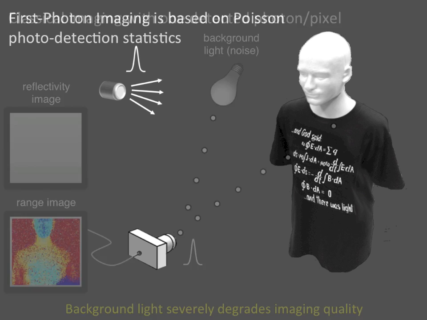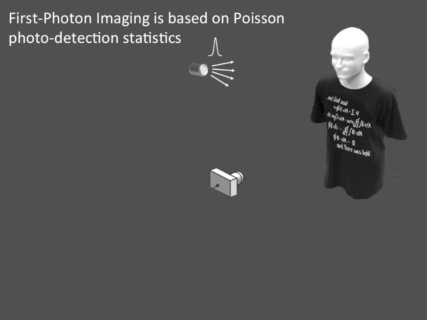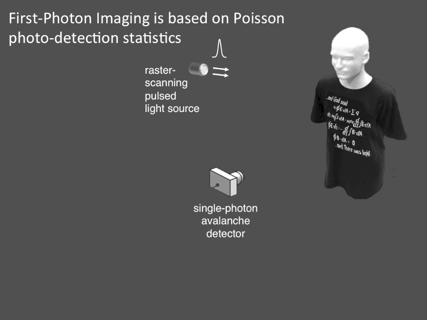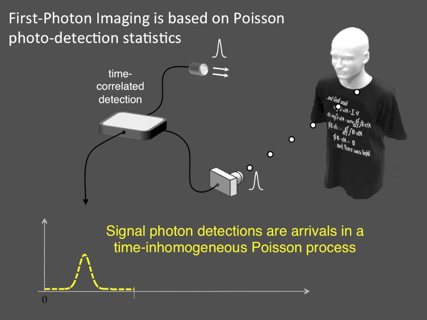First-photon imaging is based on physically accurate modeling of single photon detection using Poisson processes. To understand this, we consider a raster scanning setup in which the pulsed light source illuminates a chosen image pixel. The back-reflected photons are incident at a single photon-counting avalanche photodiode, which generates a sharp electrical impulse when a photon is detected. The photon detections generated due to back-reflected signals are arrivals in a time-inhomogeneous Poisson process.